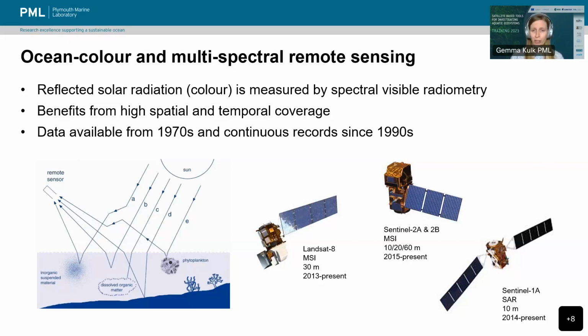And so both ocean color and multispectral remote sensing satellites have been around for decades, with the first satellites launched in the 1970s.